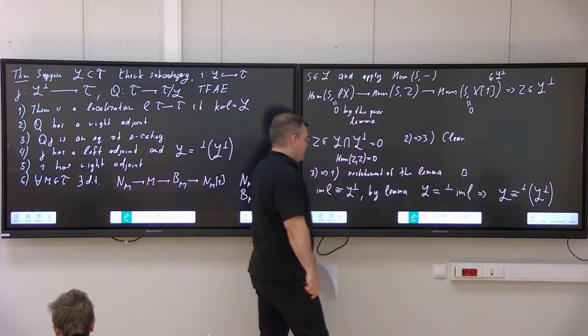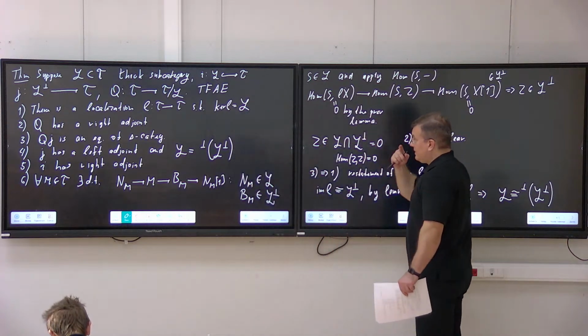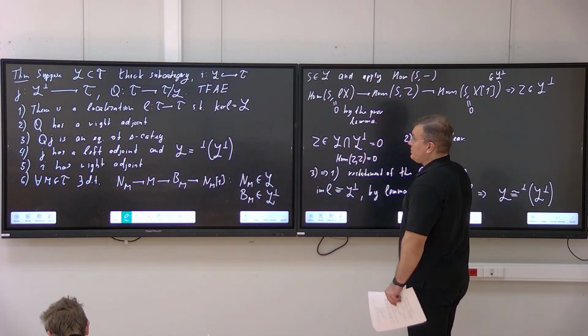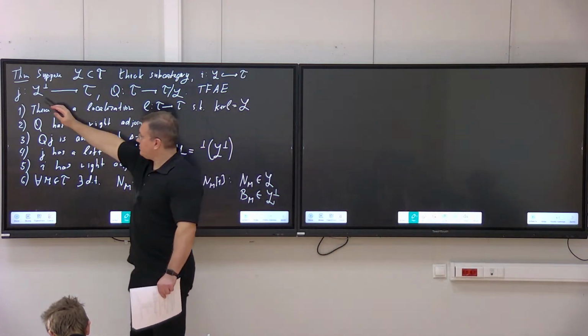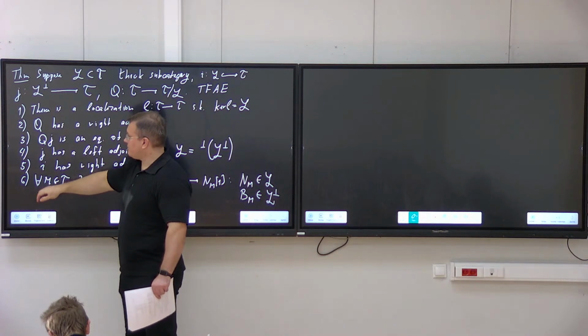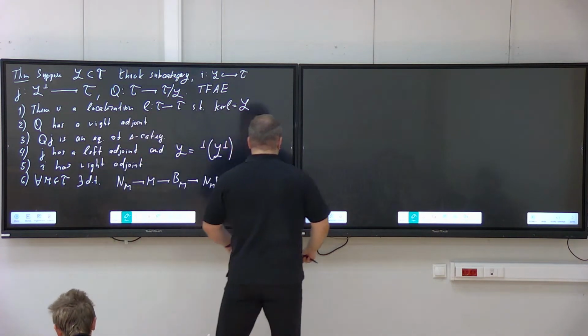The proof will be, of course, kind of long because there are a lot of implications that I'm going to show. So the plan for the proof is I'm going to go from 1 to 2, from 2 to 3, etc., and finally from 6 back to 1.